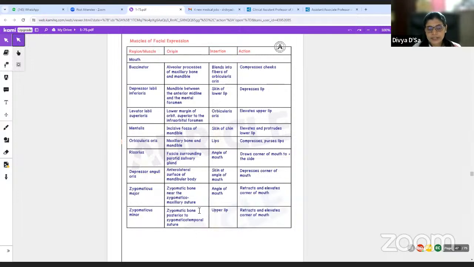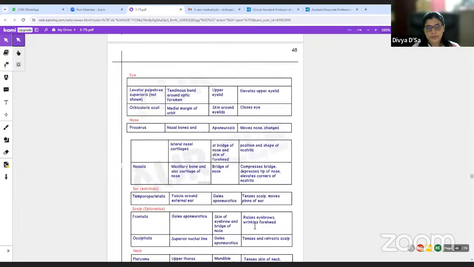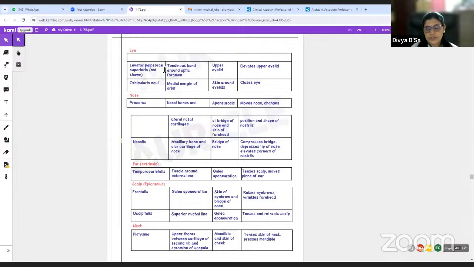Okay. The zygomaticus minor arises from the zygomatic bone posterior to the zygomatico-temporal suture, and it gets inserted into the upper lip. It also retracts and elevates the corner of the mouth. Then we have muscles around the mouth and muscles around the eyes.